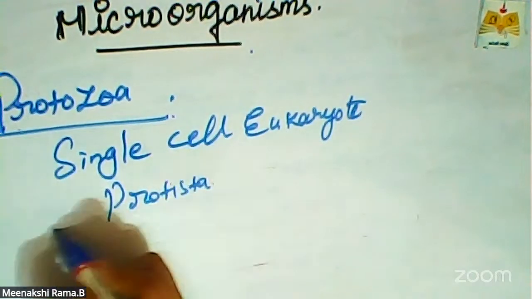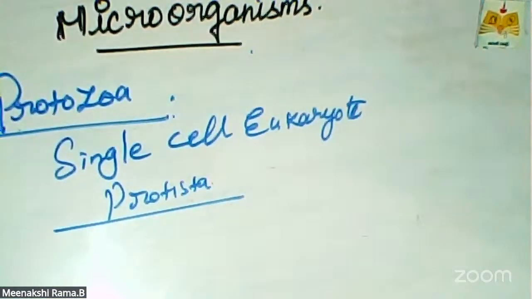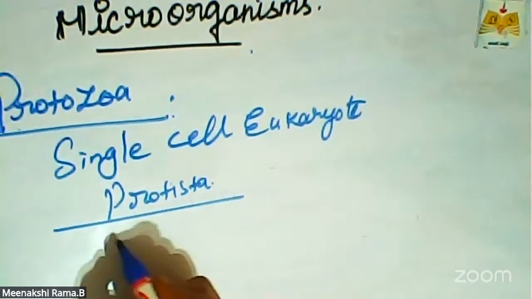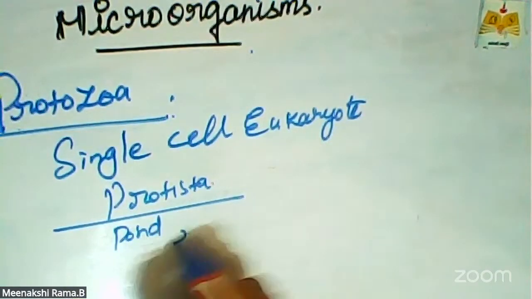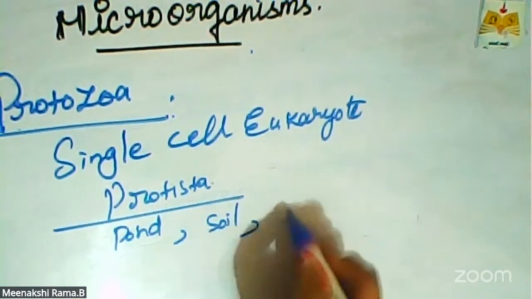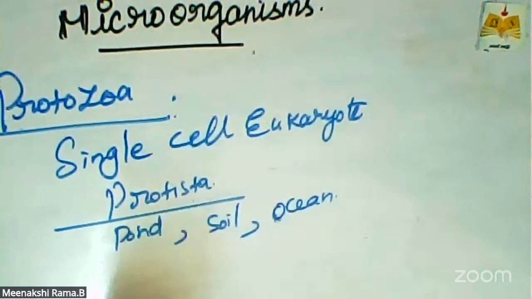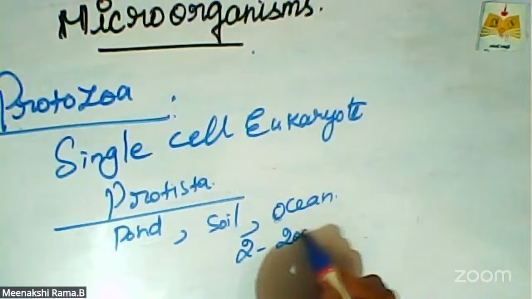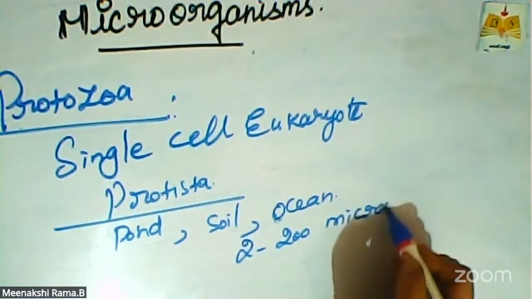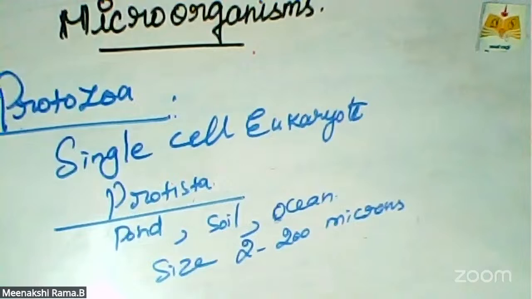These are all the Protista family. They are found in ponds, oceans and moist soil also. In these areas, protozoa are present. The size of protozoa is 2 to 200 microns.